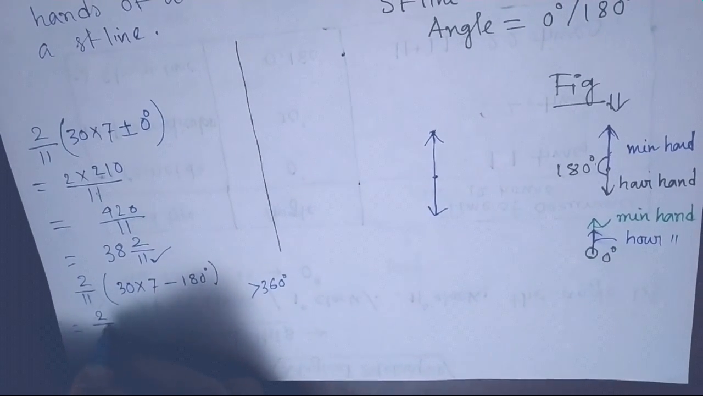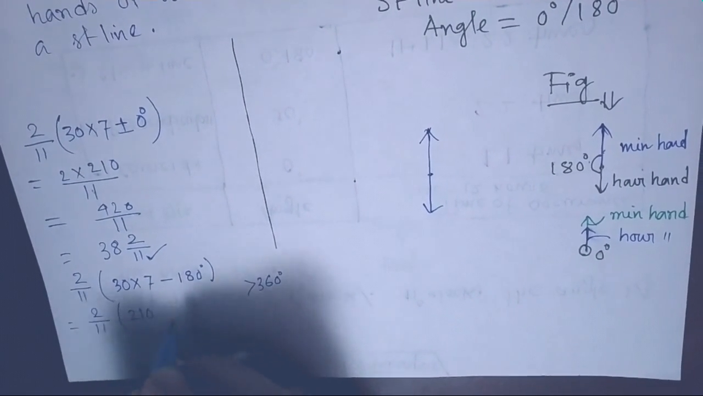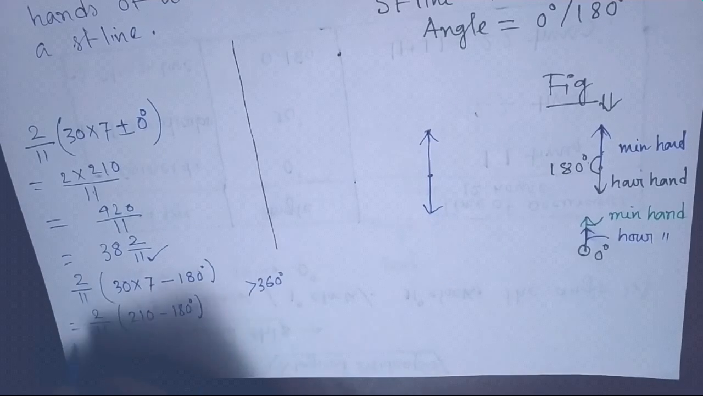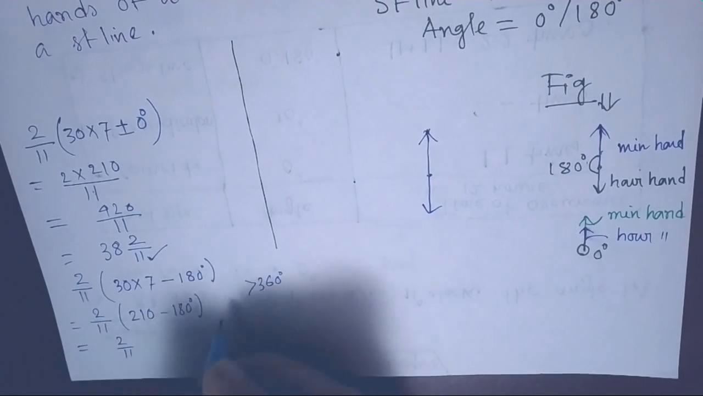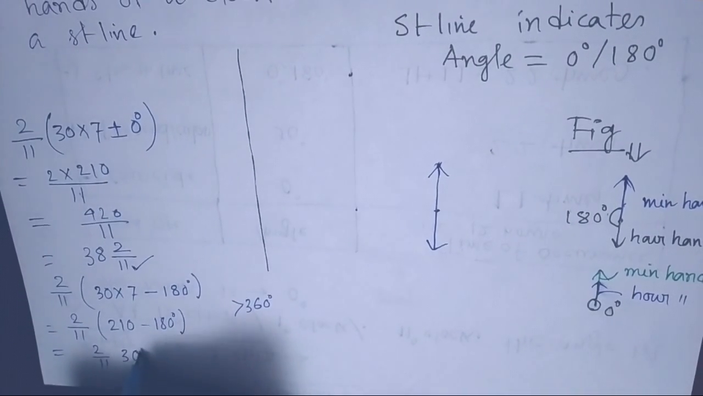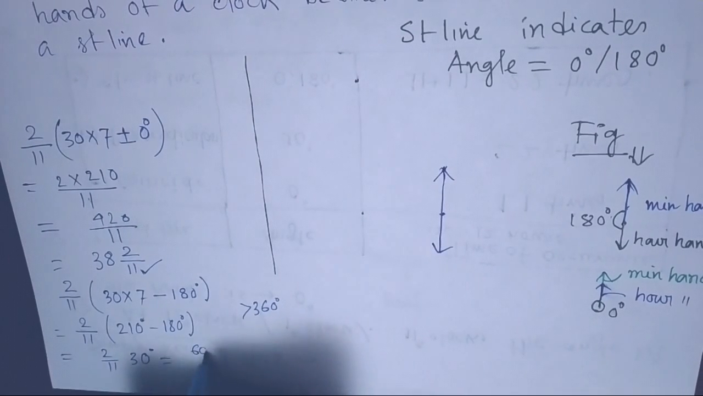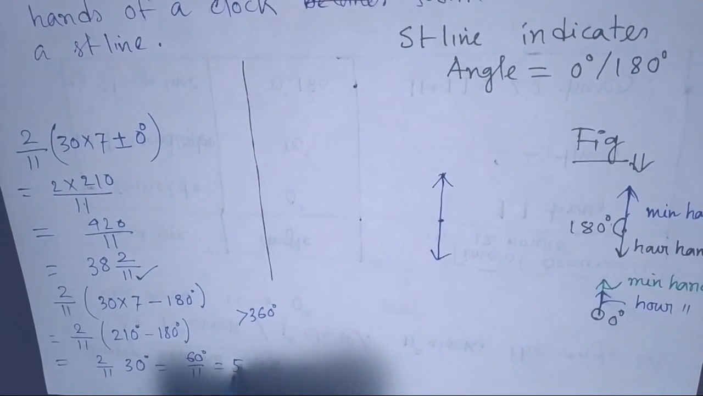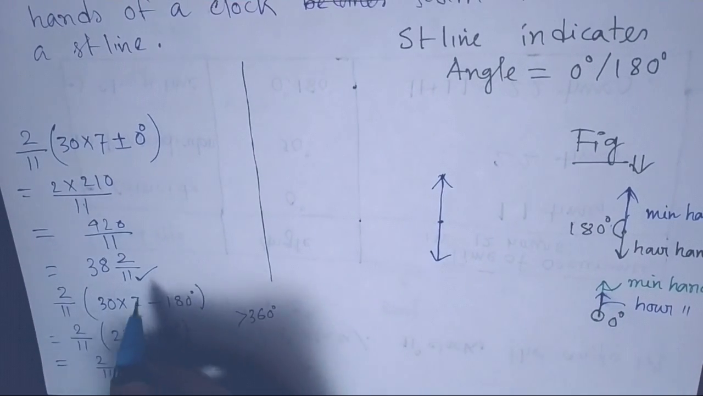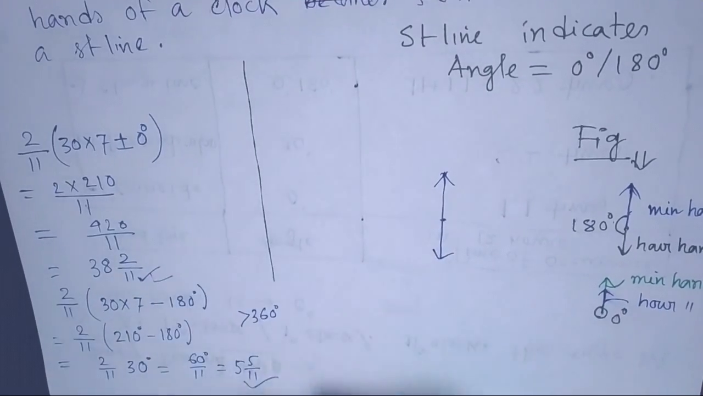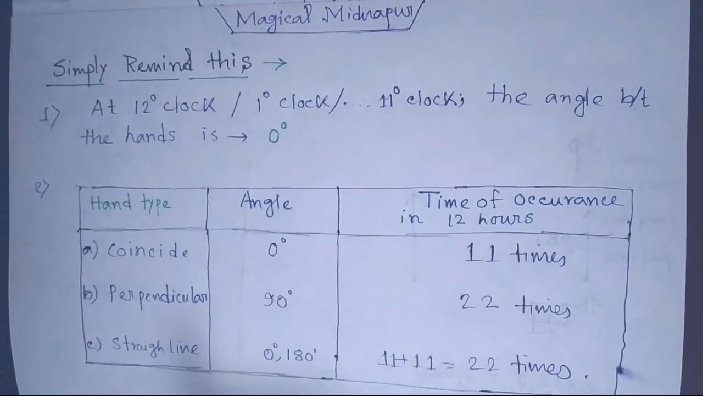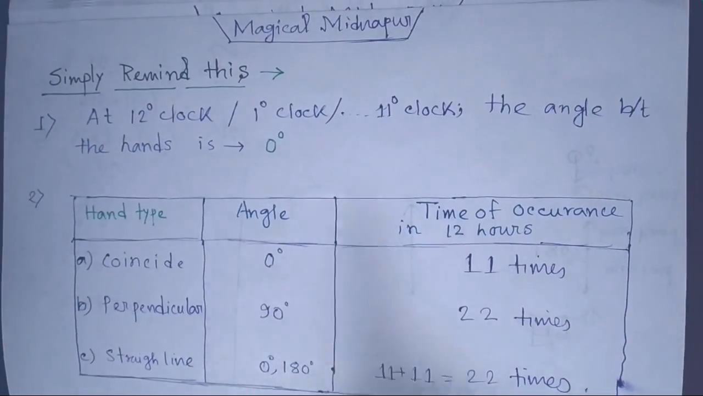What happens? Degree 7, 0 degree. What happens? 60 degree by 11, 5 by 11. This is the answer when you take 180 degree, and here there are two answers. This is and this is. Simply remember this for competitive exams without using a pen.